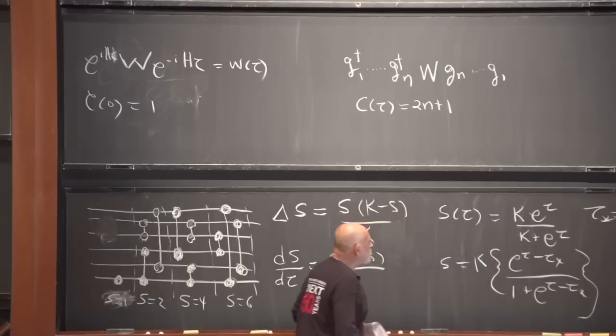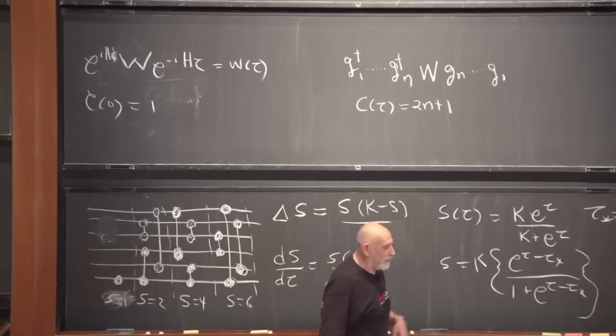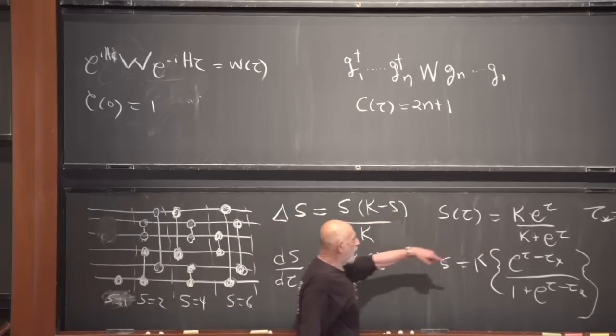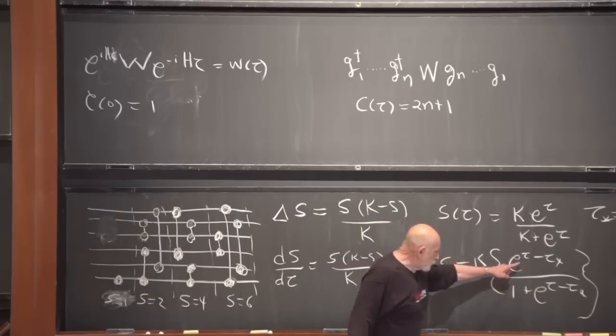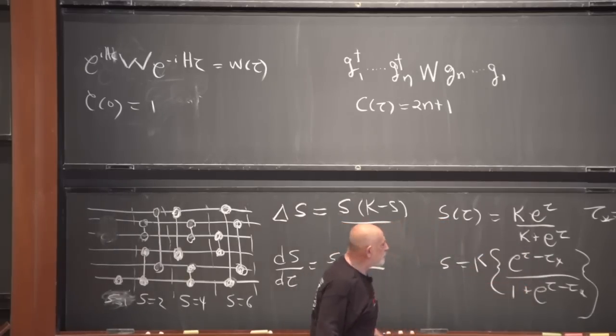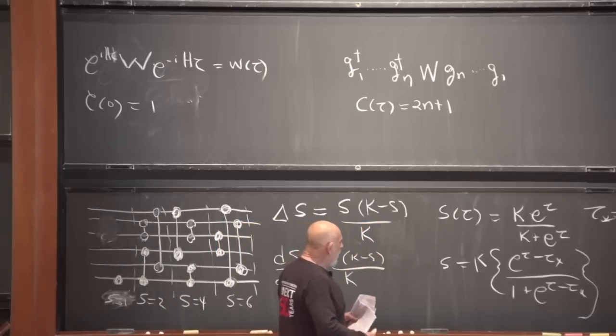I will leave this as an exercise for you to go from here to here. You do it by multiplying by K, and using the fact that tau star is log of K. This is called a logistic function. I don't know why it's called a logistic function, but that's what it's called. And let's just take a look at it.